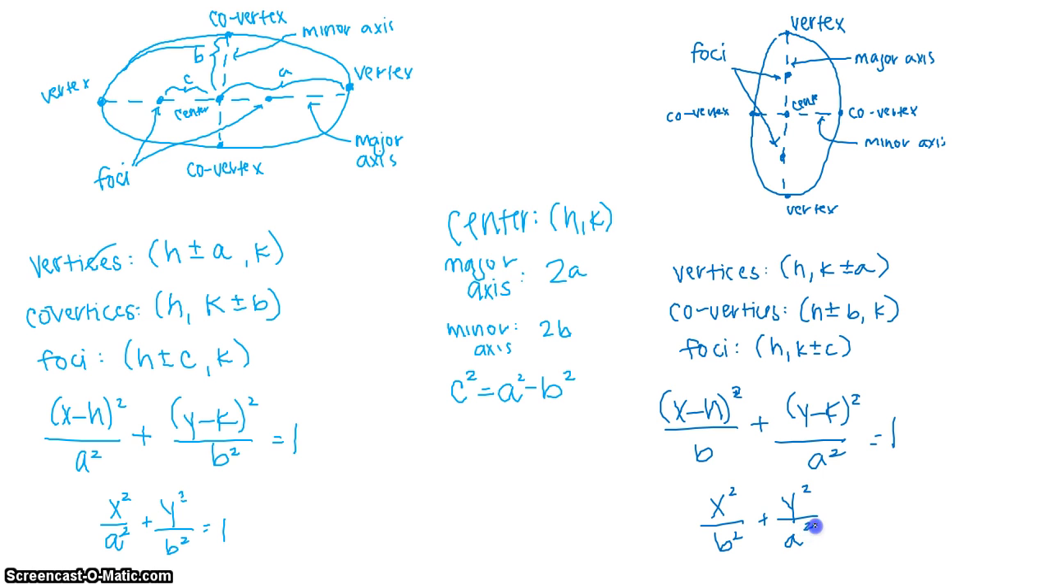What you need to pay attention to is if my major axis is horizontal, so going across with the x's, then it's the x that has the a squared underneath it, and that's what goes with the major axis. If your major axis is vertical, so changing with your y's, then the y is what has the a squared underneath it.